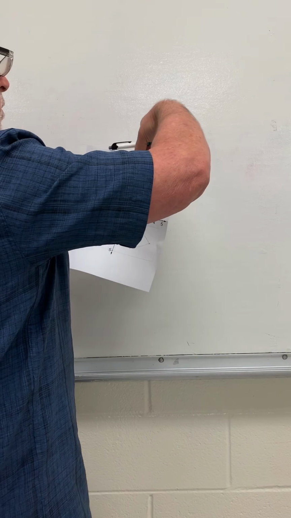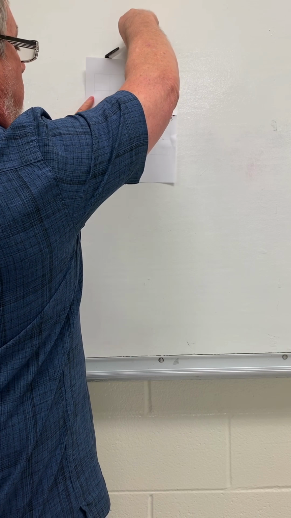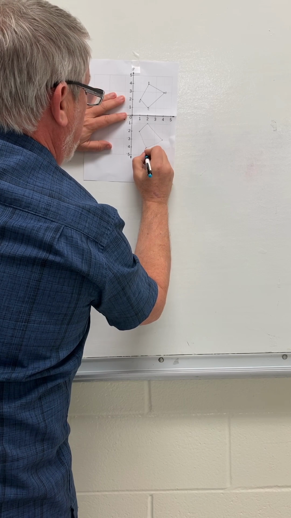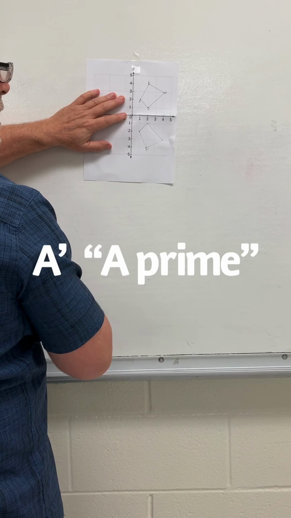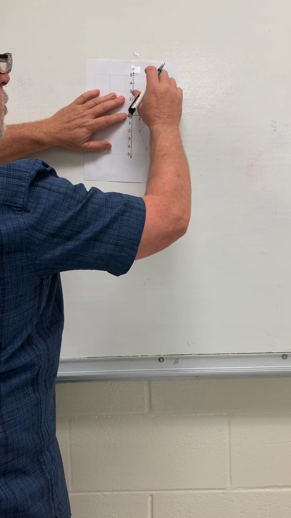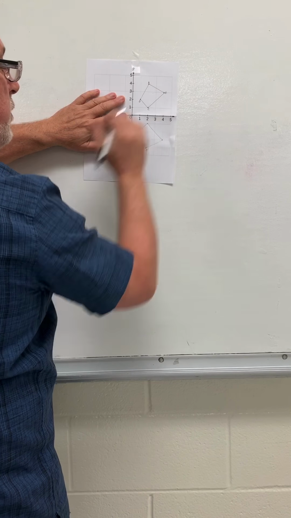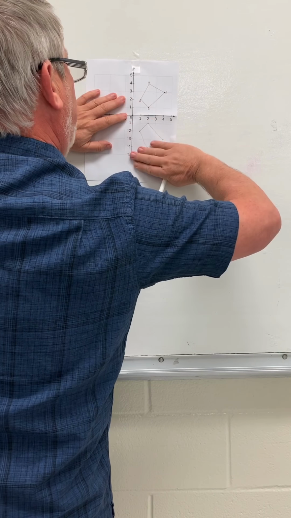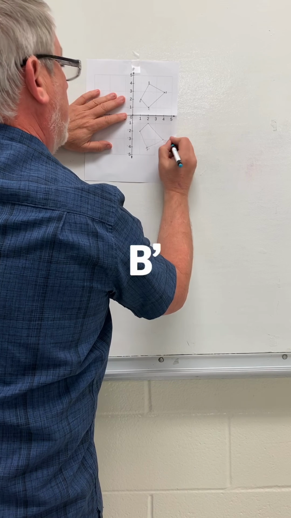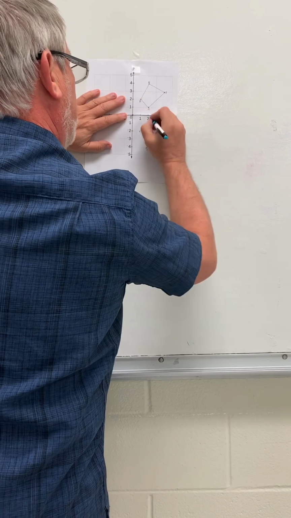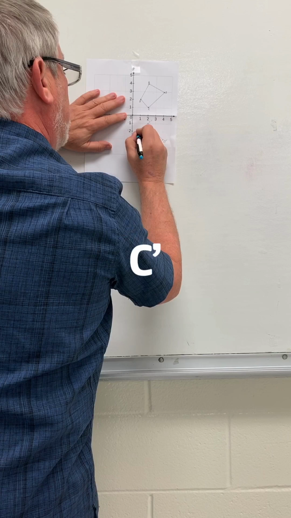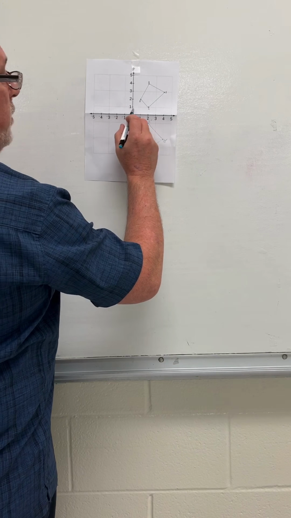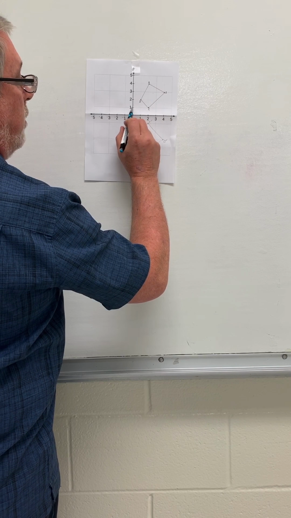Get my handy dandy tape here again, and now remember my A was here when I folded it. This was my A. I'm going to call that A prime. And that little slash means prime, and that's when you transform something from one location to another. And again, it just moves from there to there, but it flipped upside down. So that's what happened here. So if I flipped it, the B is here, this will be B prime. The C would be here, this will be C prime. And that's a reflection.